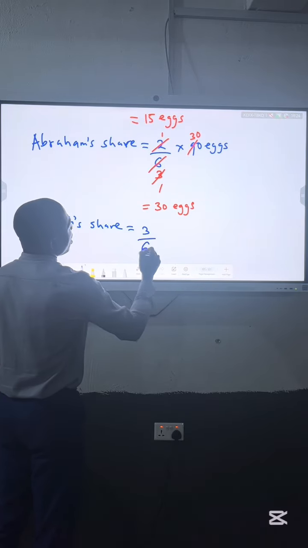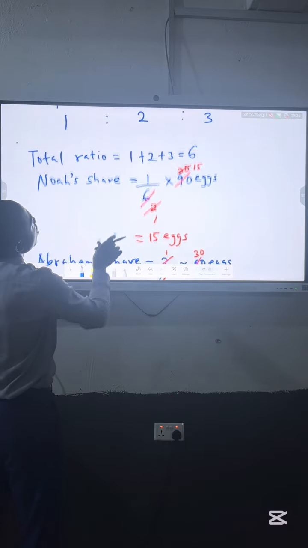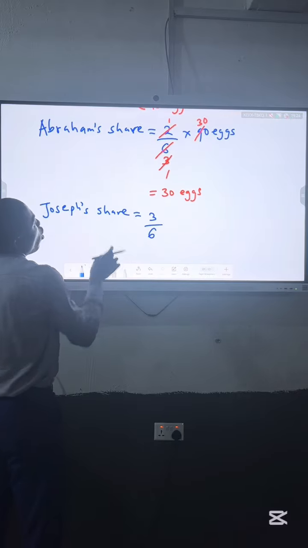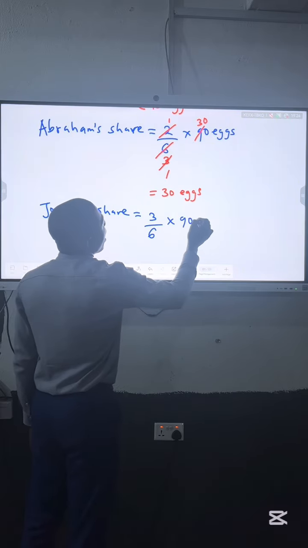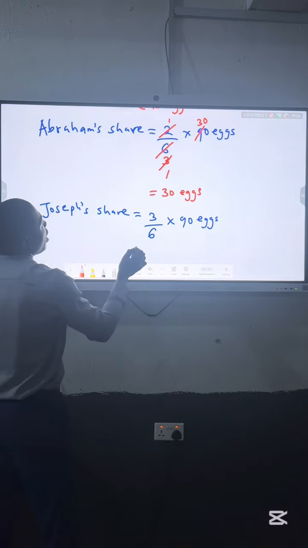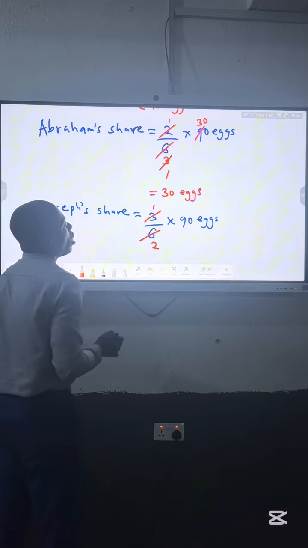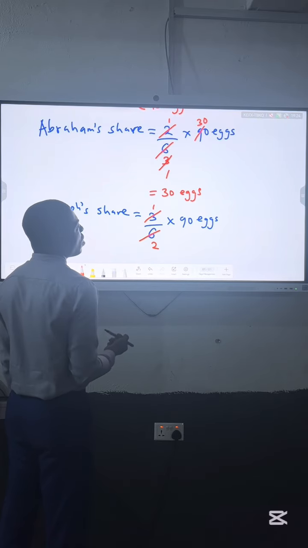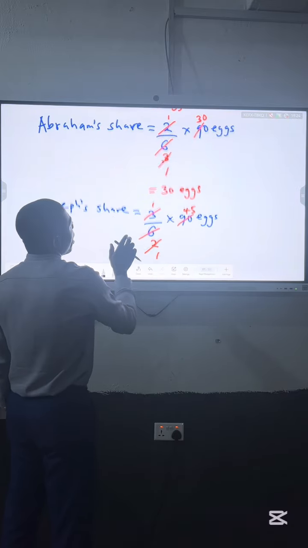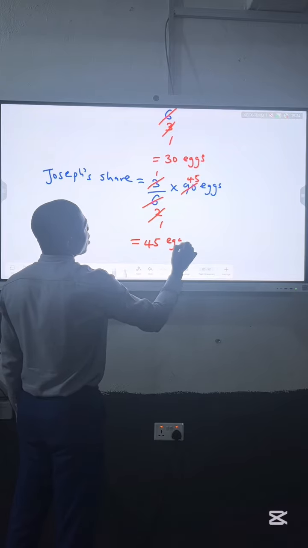How? This is 3 over 6. The ratio of Joseph is actually 3. Look at it. All right. So 3 over, that is Joseph's ratio over the total ratio, multiplied by the eggs they are meant to share. Let's reduce. 3 in 3 is 1. How many 3 inside 6? You have 2. 2 is a factor of 90. So 2 here is 1. 2 in 90, you have 45. That means that Joseph's share is going to be 45 eggs out of the 90.